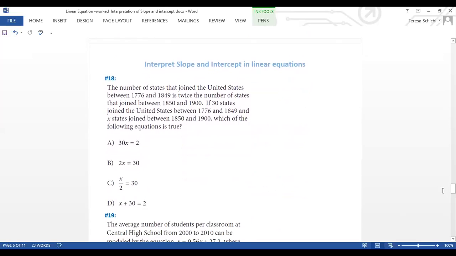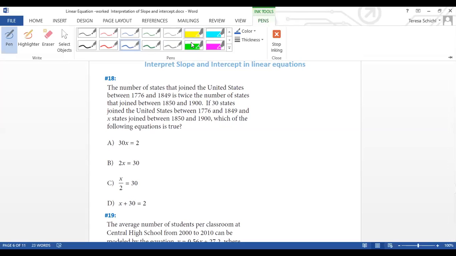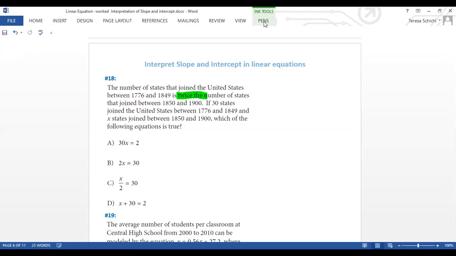Okay, so next one's here, they ask you the number of the states that joined the United States between 1776 is twice. Okay, so highlight the word is twice the number of the states joined between 1850 and 19. If 30 states joined the United States between 1776 and 1849, and the x is the states joined between, right? So then which of the following equations is true here, right?